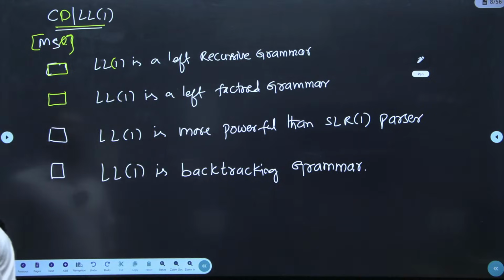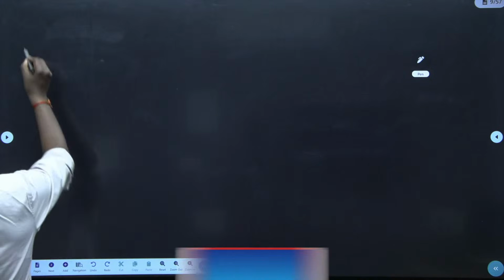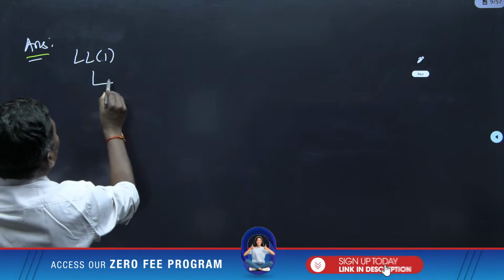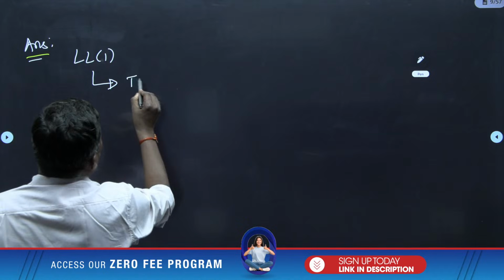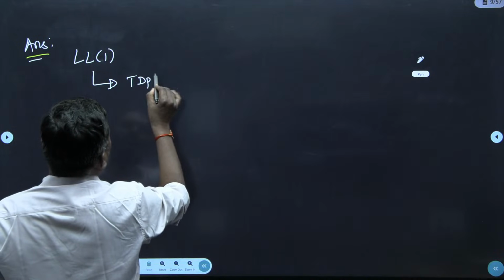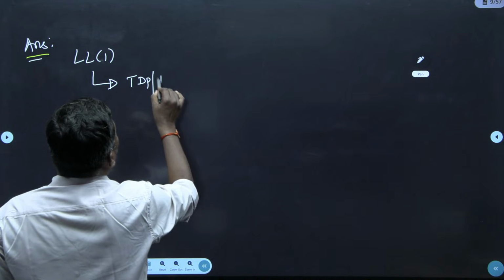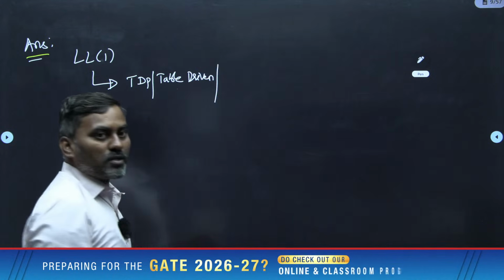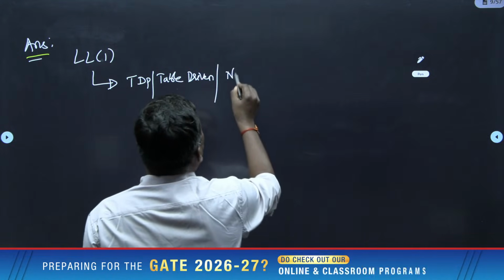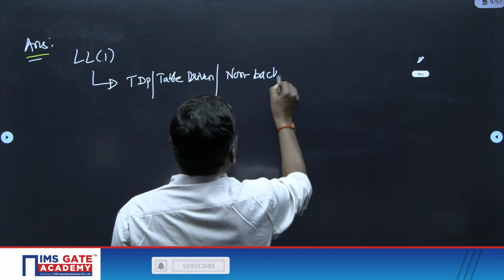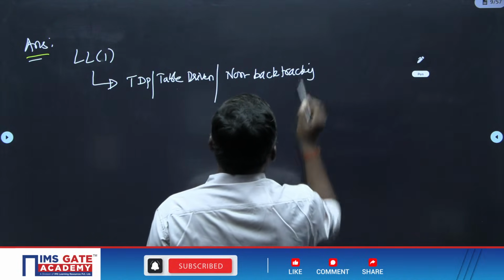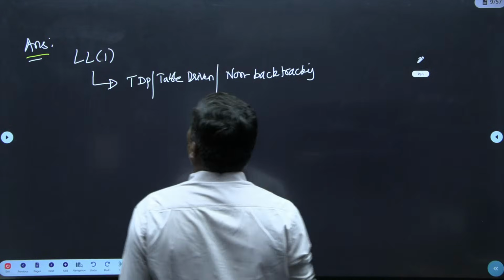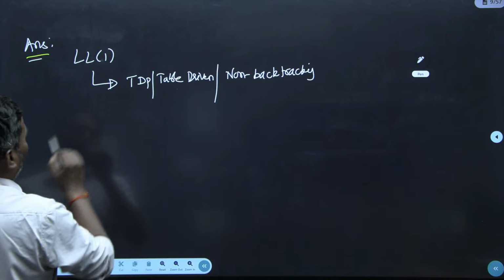Which of the following statements are true? What do we know about LL1? LL1 is a top-down parser, right? We can also say it is a table-driven parser. It is a non-backtracking grammar. It is also non-recursive, we can say.